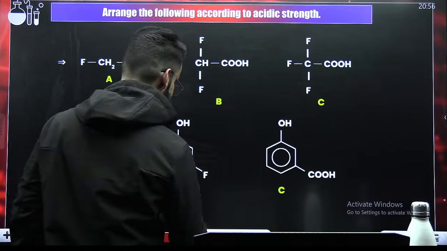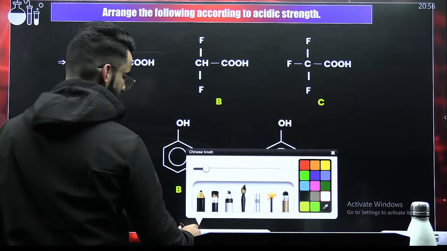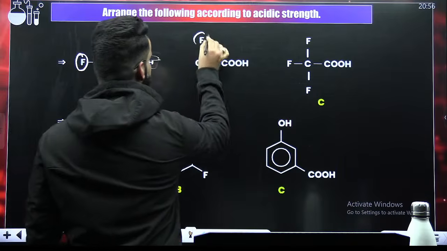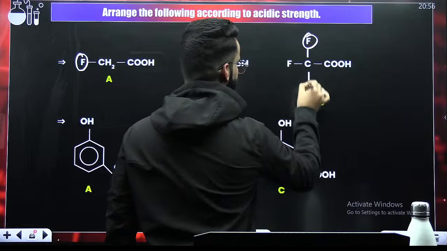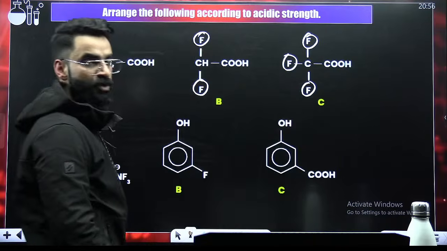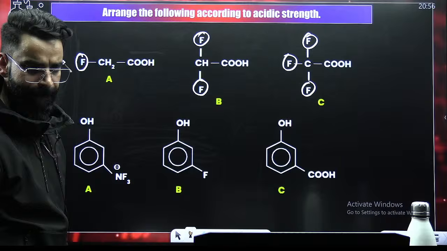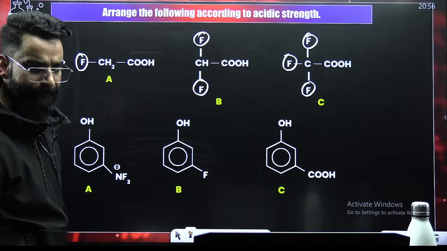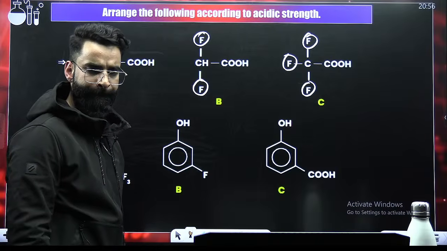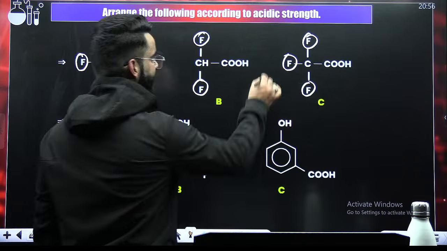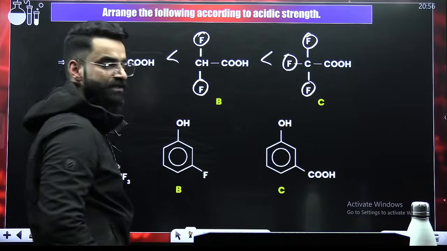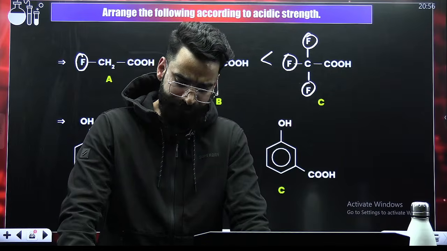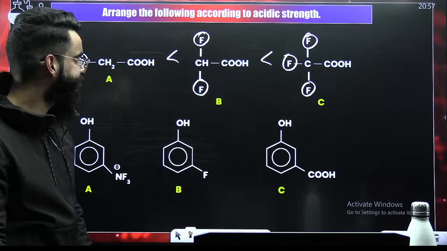Give the order of acidic strength here. Again, you have got carboxylic acids. This is fluorine, withdrawing; 2 withdrawing; 3 withdrawing groups. More the withdrawing groups, more the acidic strength. Why? Because more the withdrawing groups means more is going to be the stability of the conjugate base, and more the stability of the conjugate base, the stronger the acid.